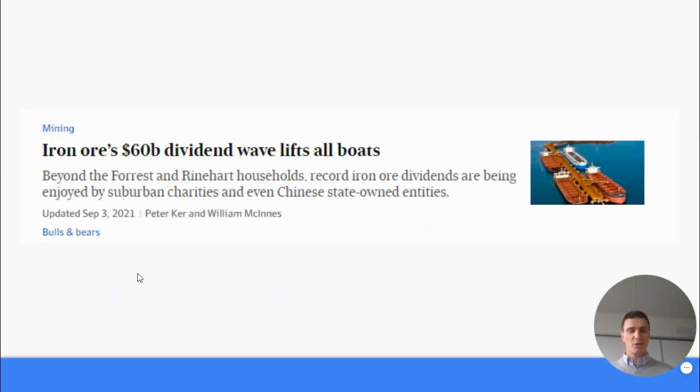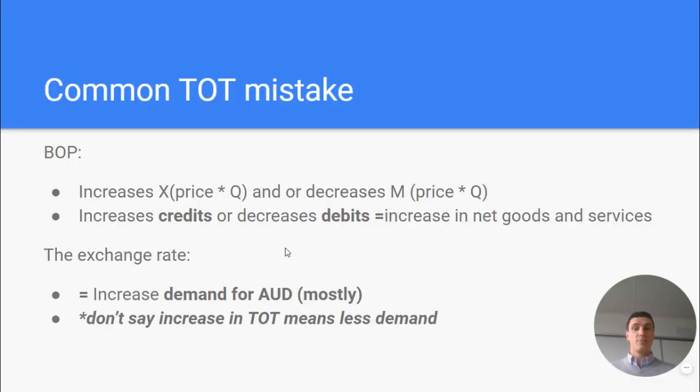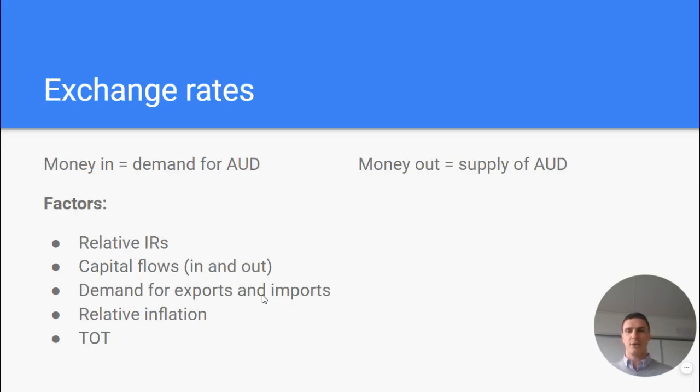So really, an improvement in the terms of trade is good on all fronts, except aggregate supply, which we didn't really cover. So it's good for aggregate demand and national income. It improves the balance of payments. It's going to increase the surplus due to more credits. It's going to appreciate the dollar. Well, that's not necessarily a good thing. What I should say is it has a positive relationship. Okay, so it has a positive relationship. Just trying to think of easy ways to remember it.